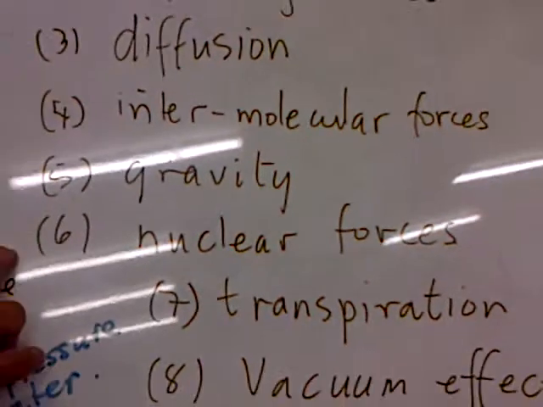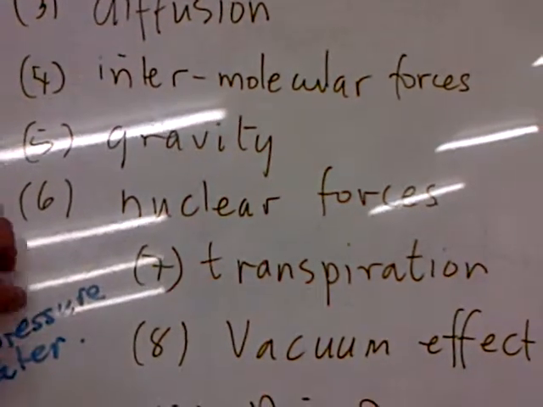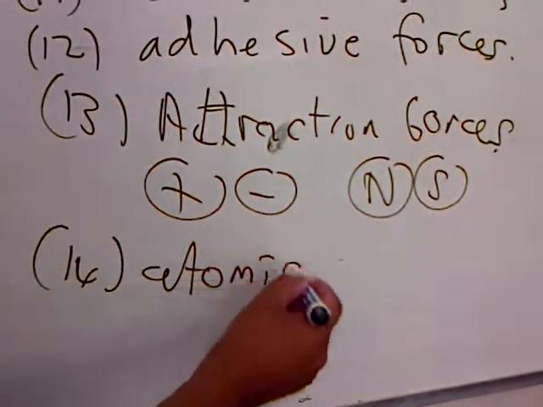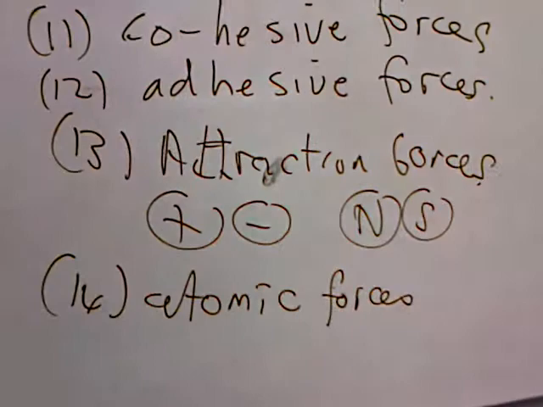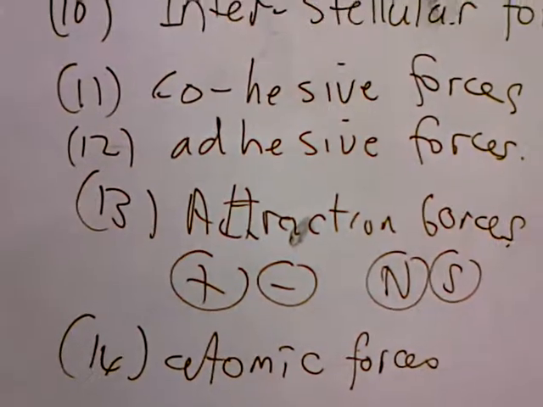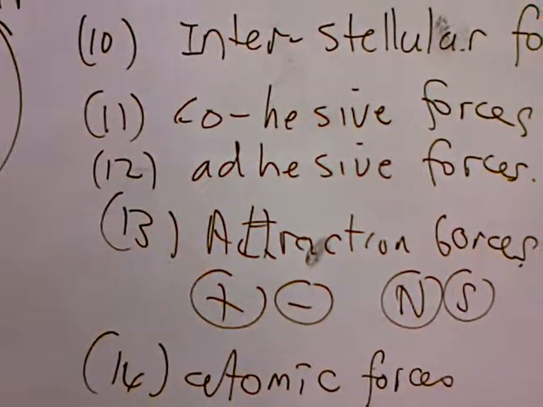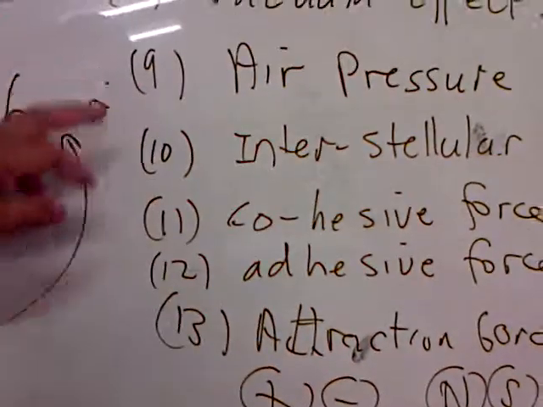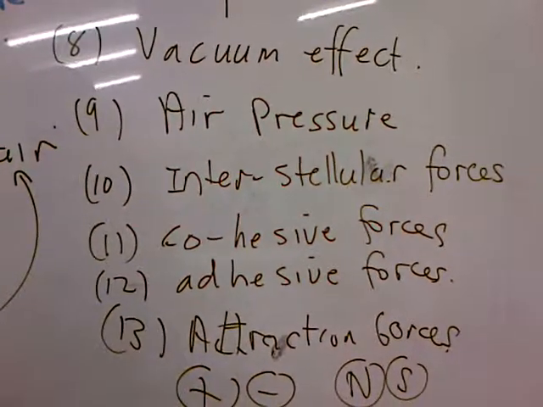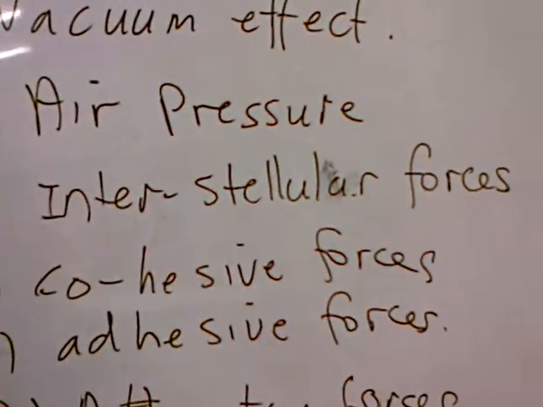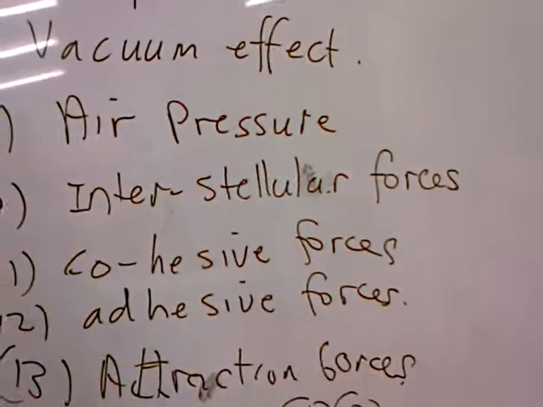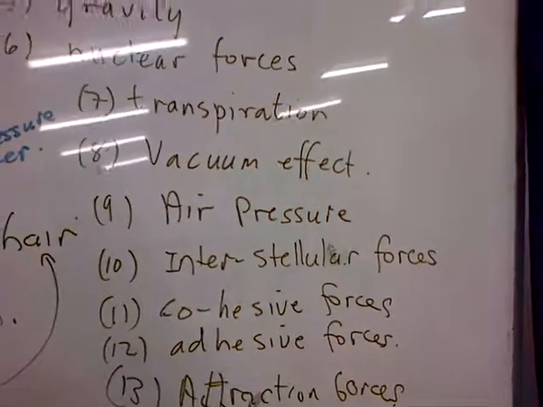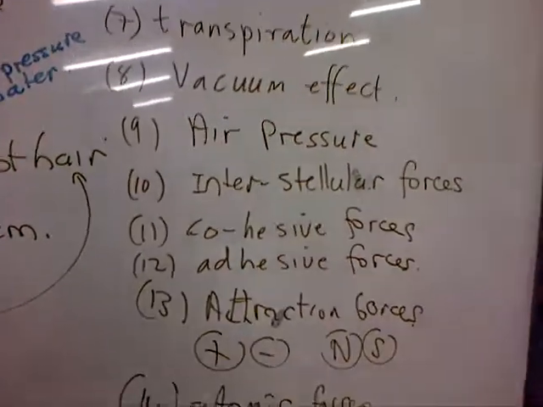Then you get nuclear forces. And you get atomic forces. That is between the atom and the electrons, and the electrons and the protons. All operating all together. We need air pressure. But interstellar forces are the forces between the sun and the moon, and the sun and the earth, and the sun and the galaxies and the stars. Those are interstellar forces. All keeping a balance, as Allah says in the Quran.